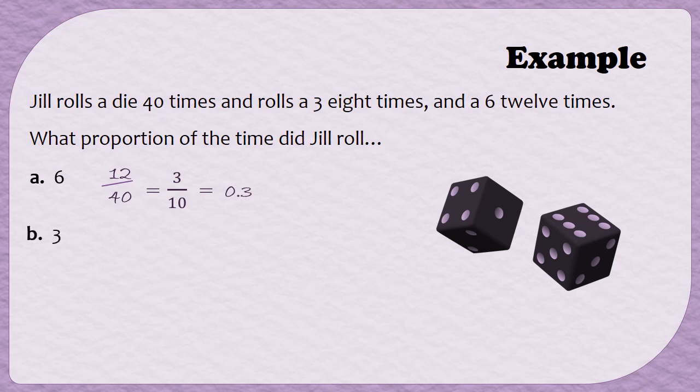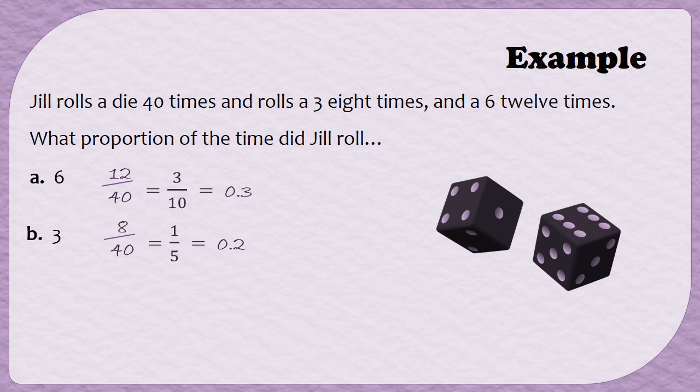All right, let's do another example. What proportion of the time did Jill roll a 3? In this example, she rolled a 3 a total of 8 times. So that's going to be my numerator. And then she rolled the die 40 times total. So that's going to be my denominator. And then again, I can simplify the fraction or turn it into a decimal. Either way, 1/5 or 0.2, either one of those answers is going to be correct.